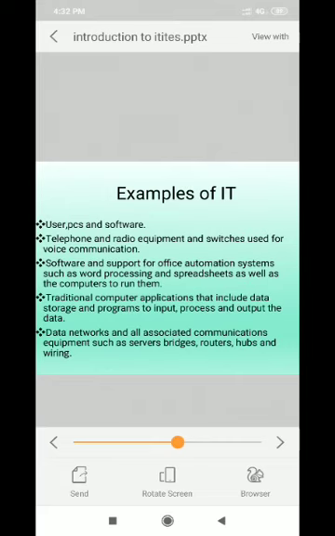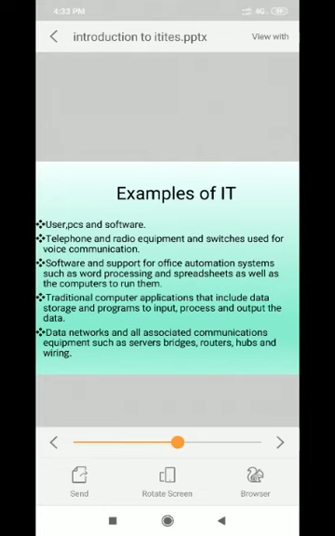The third one is traditional computer that include data storage programs to input, process, and output the data. All those softwares, all those hardware equipments that are used to process the data, to output the data, to input the data, they are all part of, and they are all examples of information technology.